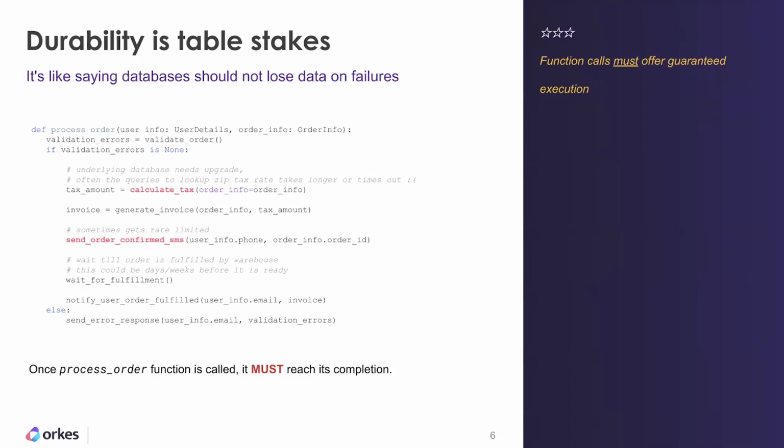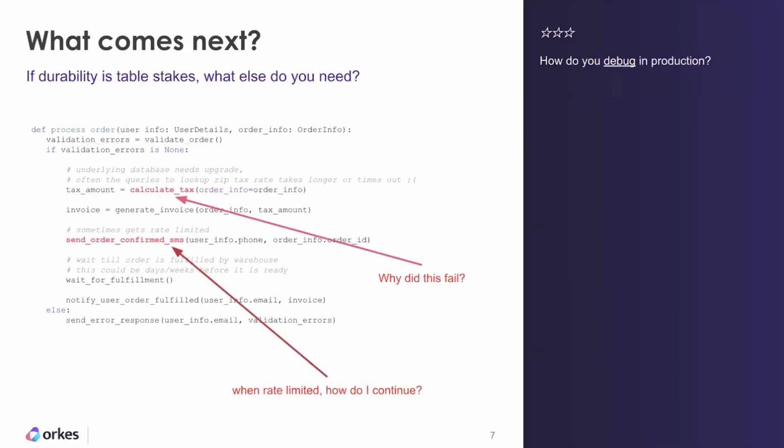This means that I don't have orphan records in my database. I don't have duplicate transactions. I don't have to do a cleanup job. I don't have to handle dead letter queues and so forth, we all know this, right? So if we say that durability is table stakes, what else do you need? Is it good enough to just have an application flow that is durable, or choose a framework that lets me have durable executions? So let's think about it.